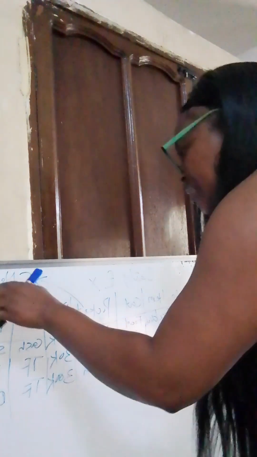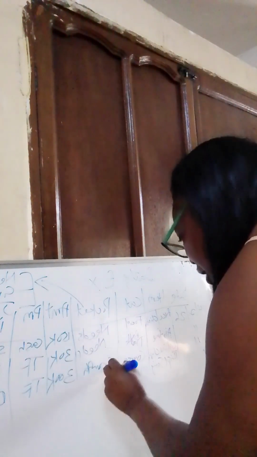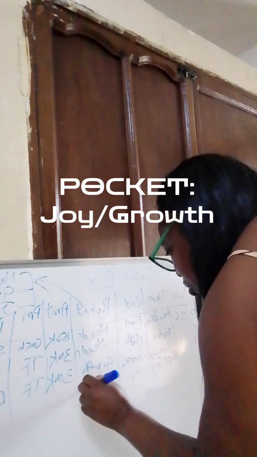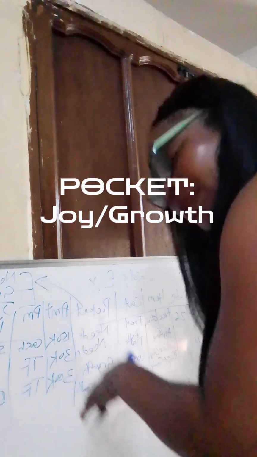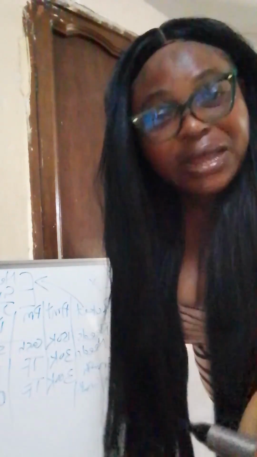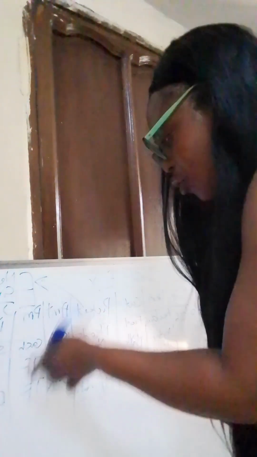Then under pocket, it is joy. You can act as joy, and you can act as growth, because when I collect the money, I'm going to use it for myself. I'm either going to use it to take myself out, or I'm going to use it to grow my finance for my business, or I'll put it back into the business. So it acts as both joy and growth.